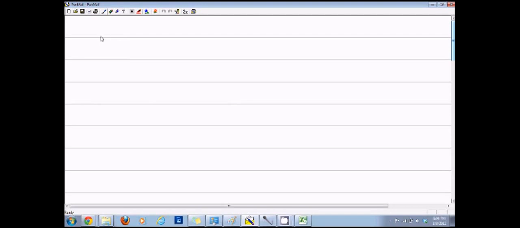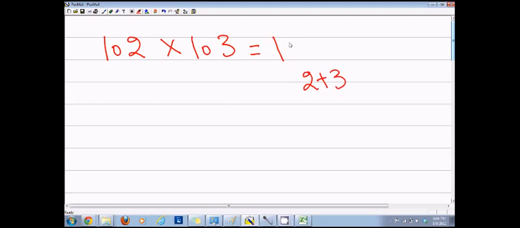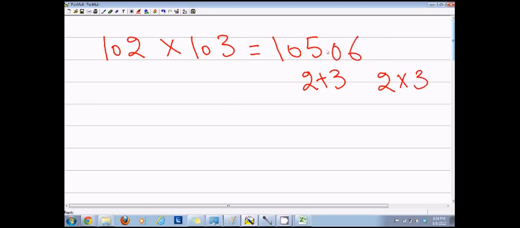For example, if I have 102 and I want to multiply by 103, what I'll do is I'll write 1 and then add 2 plus 3, which is equal to 5, 105, and then multiply 2 and 3, which is equal to 6. All right, 10506. So you can see this is the number by adding them, and this is the number by multiplying them.